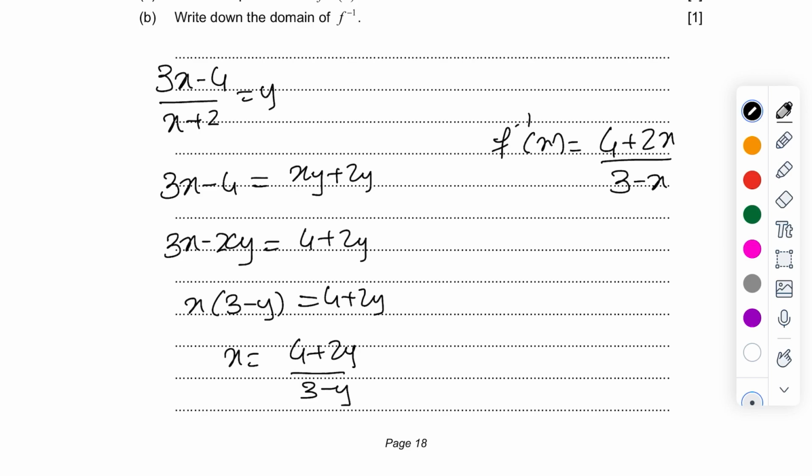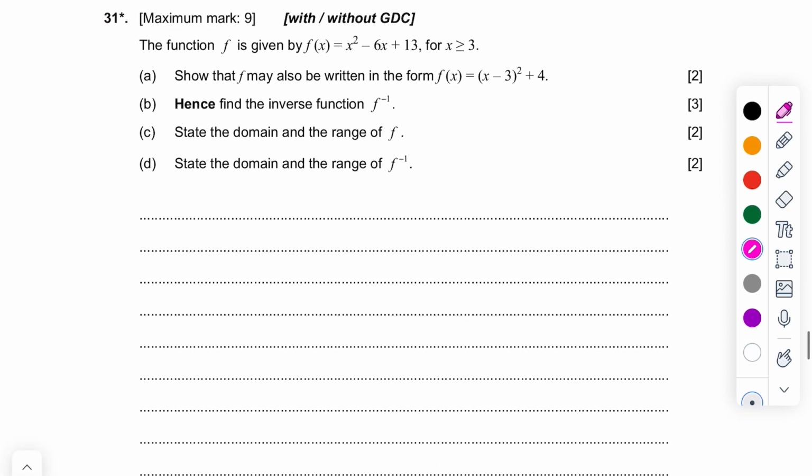Now what's going to be the domain? Domain means I should not substitute x equals 3, so that the denominator will not become 0. So except 3, I can substitute any value in this f inverse function. So x is not equal to 3. Question number 31.